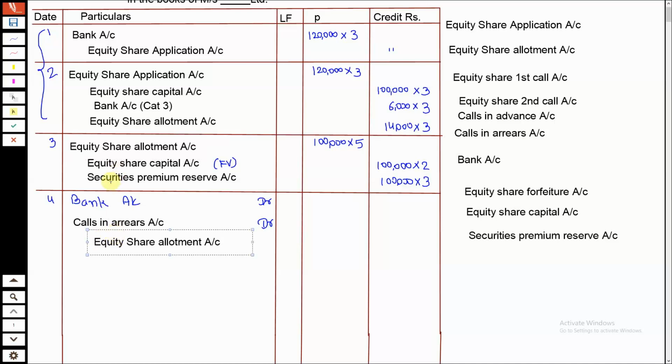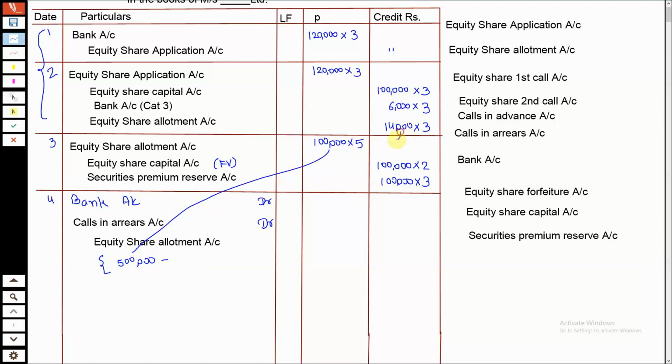Okay, in every stage the account which you have created, that is application, allotment, first call, will get cancelled. आपने डेबिट किया था, now you will have to cancel, means you will have to credit it. Now what will be the amount? Look here, in equity share allotment total 5 lakh rupees was receivable, was due. So I will write here 5 lakhs, but out of these 5 lakhs already you have received this much amount.